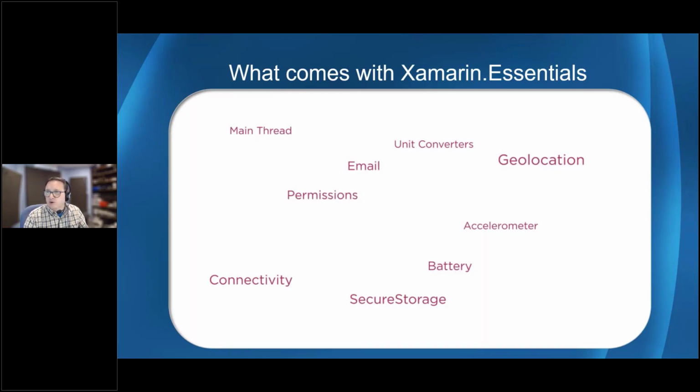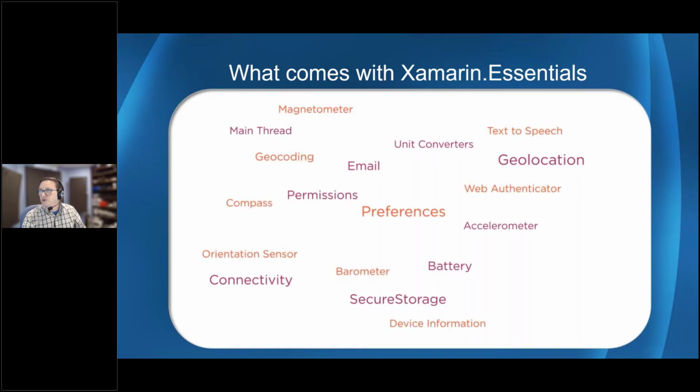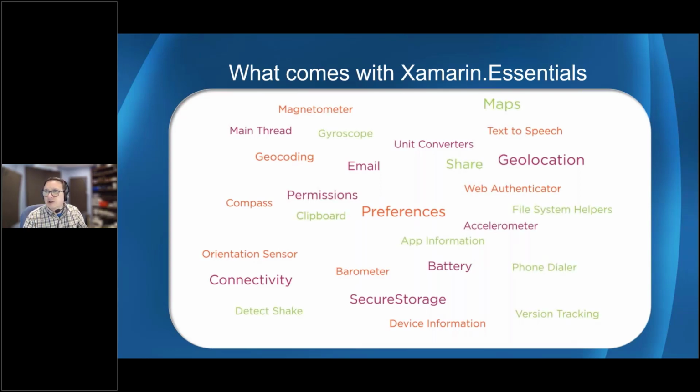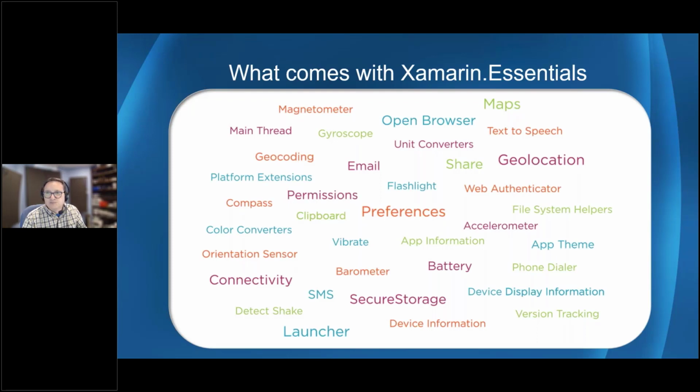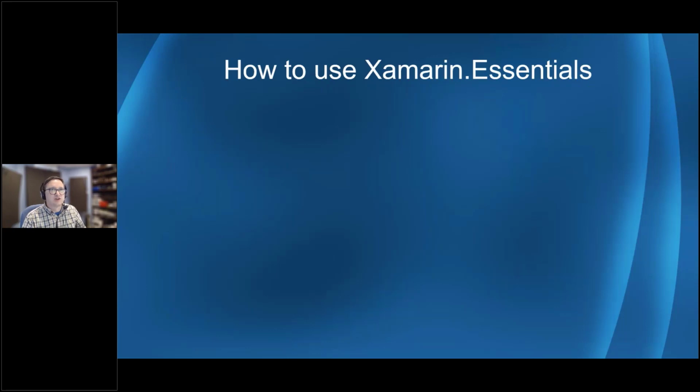You get working with threads, permissions, geocoding, preferences, barometer, just about the typical sensors. Gyroscope, sharing, phone dialing, detecting shaking. So if you want code that basically clears something by shaking the phone, you can easily do that with Essentials. Platform extensions, converters, flashlight, launcher, so you can launch other applications that have registered URLs with the operating system. But there's a ton of stuff.